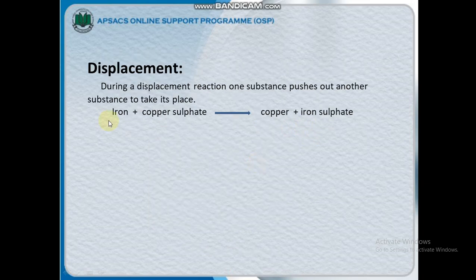And the third type is displacement. During a displacement reaction, one substance pushes out another substance to take its place. Iron plus copper sulfate makes copper plus iron sulfate. If an iron nail is put into a jar containing copper sulfate solution, some iron dissolves and displaces the copper in the solution. The copper is deposited on the nail.